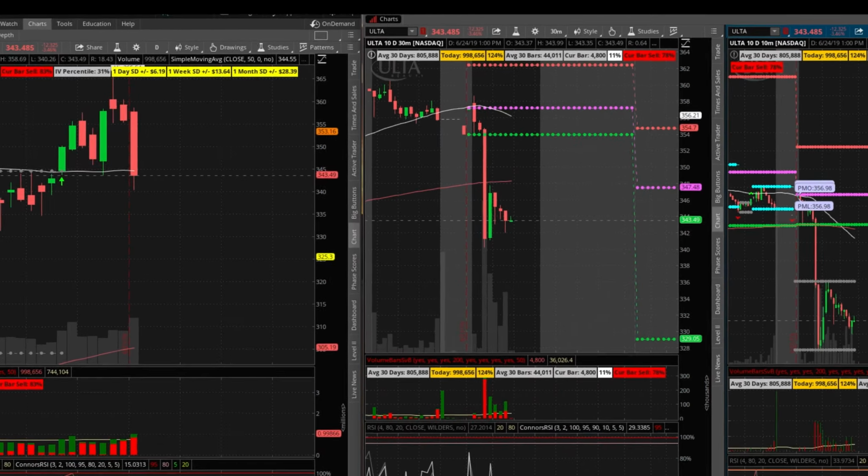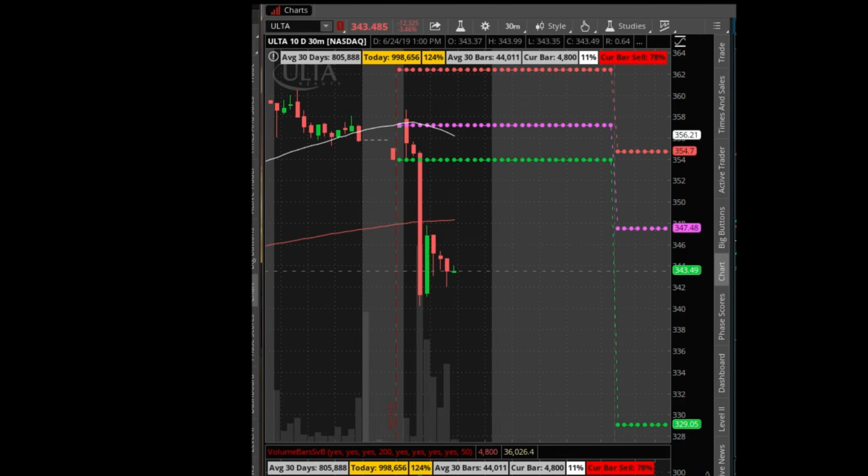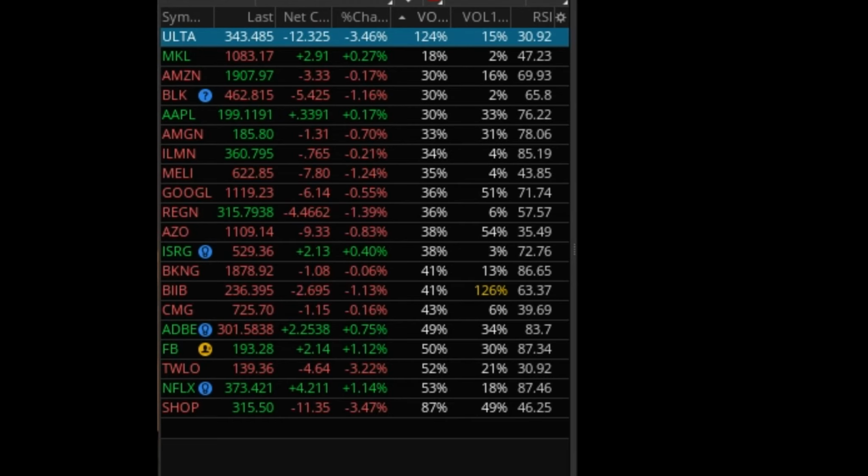And there you go. Ulta was an awesome mover today. Awesome for the breakout strategy, for the boxing strategy, and you would have made a nice chunk of change today on Ulta. And you would have seen this volume very early on. As you can see here, it's at 124%. So if you don't have the volume column set up on your watch list on Thinkorswim, make sure you grab a copy on the links below.